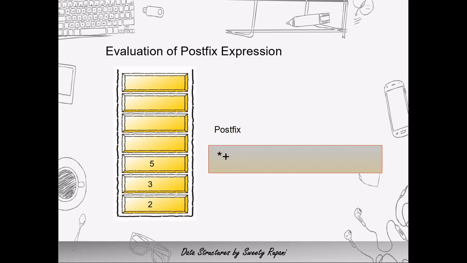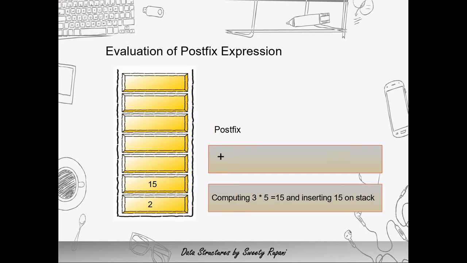The moment you find an operator, you have to pop two elements out of the stack. The first value popped out becomes the second operand, and the second value popped out becomes the first operand. We will compute the multiplication, that is 3 star 5, 3 into 5, resulting in 15, and insert this result back onto the stack. So you can see that on the stack I am now left with 2 and 15.